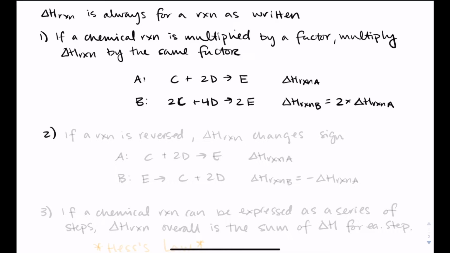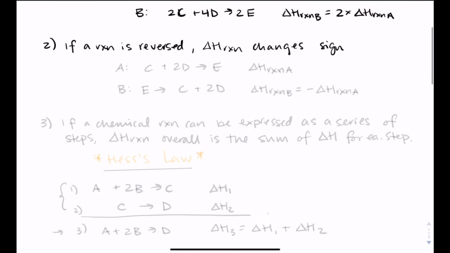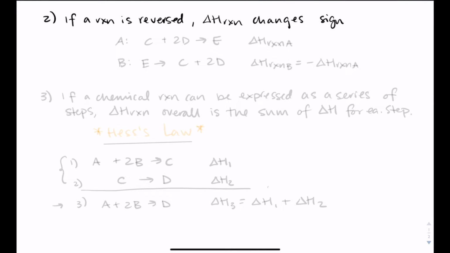The second manipulation is that we might need to reverse a reaction. So we may have information going from what is listed as the reactants to what is listed as the products, but we really want to think about it going the other way. So we flip our reaction, and if we do so, the sign changes. So same original reaction, C plus 2D turning into E. If I make that E turning into C plus 2D, delta H reaction B is the opposite of delta H reaction A.